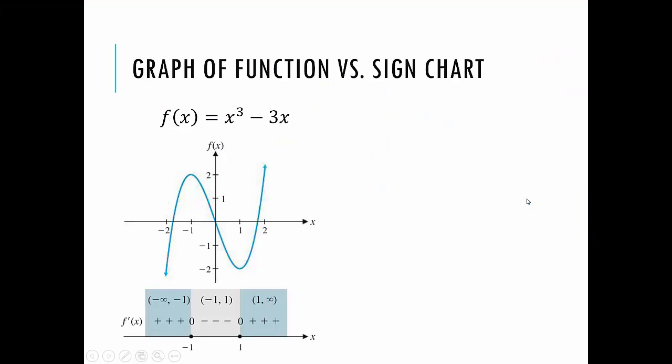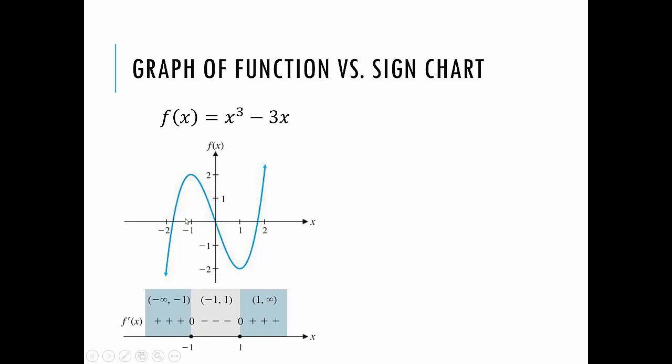All right, so let's look at the graph of a function versus what a sign chart is. A sign chart tells you the sign of the derivative. Remember, the derivative is the slope. So if the slope is positive, we'd have a little plus sign there. If it's negative, a little minus sign there. And where the slope is 0, where it goes horizontal, that's where you see the little 0.